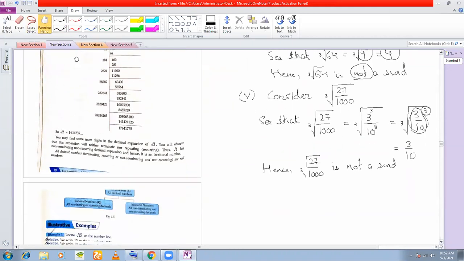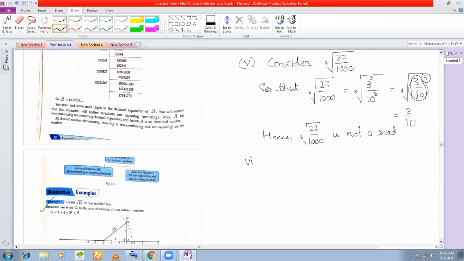If, however, I give you another example here, say, consider fourth root of 16 by 5. In this case, 16 can be written as the fourth power of 2, but 5 cannot be written as the fourth power of any number. So therefore, fourth root of 16 by 5 is a surd.